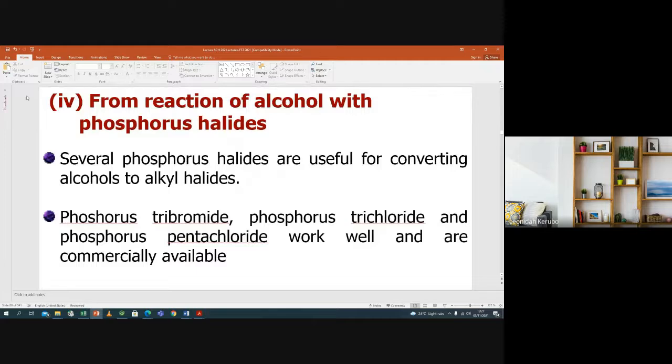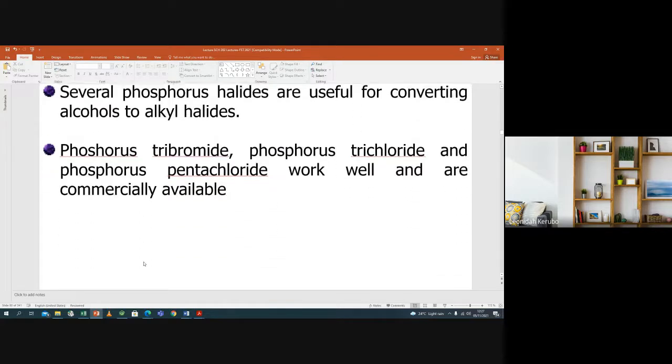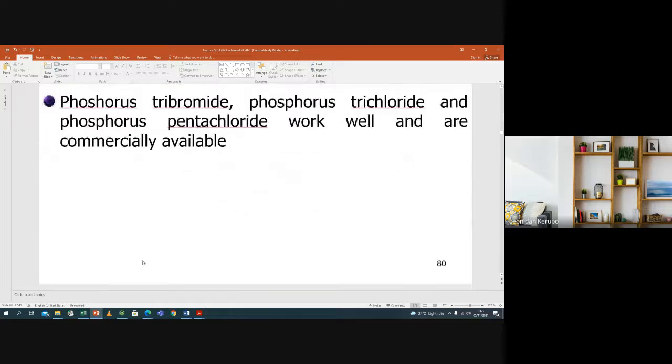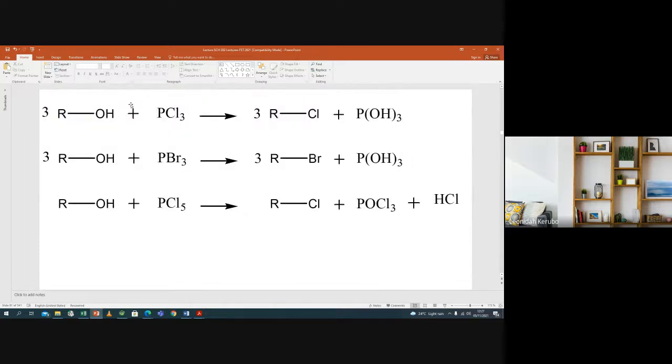Then lastly, we can also synthesize different alkyl halides from a reaction of alcohols with phosphorus halides. Several phosphorus halides are useful for converting alcohols to alkyl halides. Phosphorus tribromide, phosphorus trichloride, and phosphorus pentachloride work well and are commercially available. So this is a way to synthesize those alkyl halides. We've talked about the alkyl chlorides and alkyl bromides, but you'll see later also an example of how you can synthesize alkyl iodide using phosphorus halides.